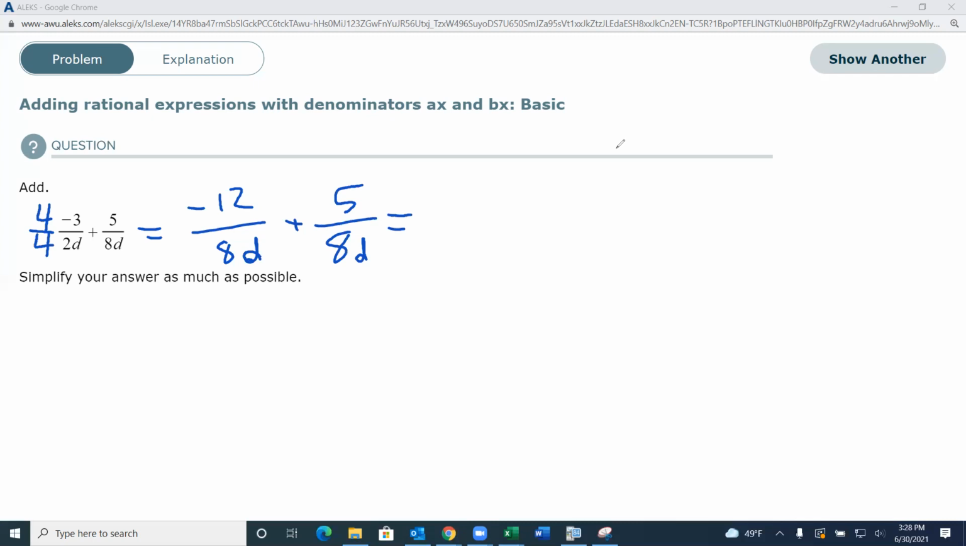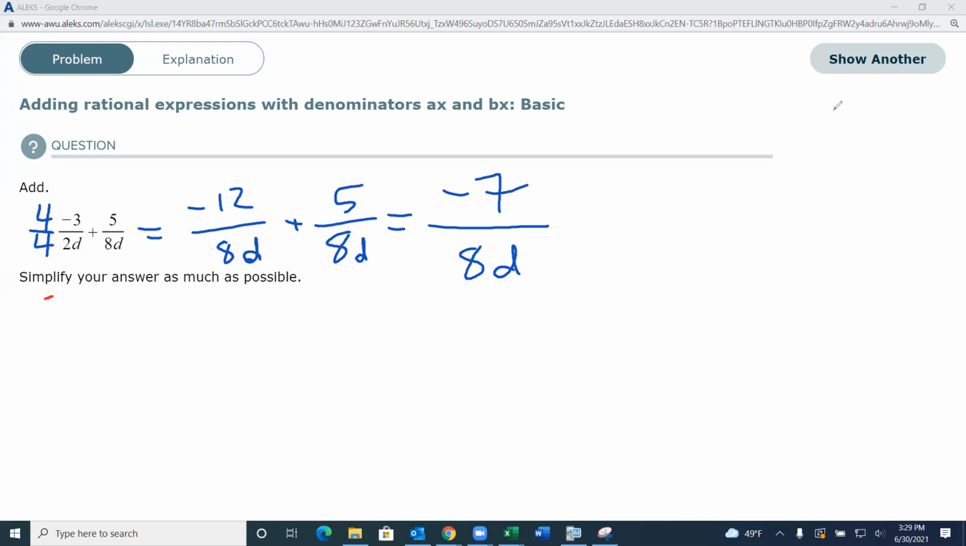Okay, then now we have common denominators. I can just say negative 12 plus 5 is minus 7, and that's it. Okay. Now, let's do this in a little bit more sophisticated way. Typically, what you do, at least when the problems are a little more involved, is you take your denominators, in this case 2d and 8d, and you factor them down.